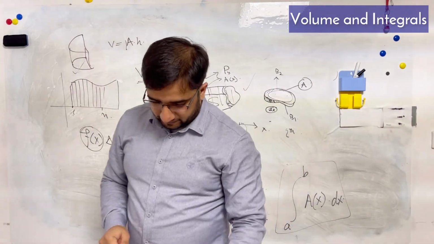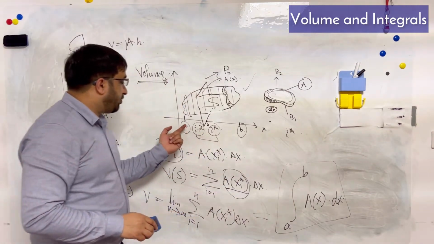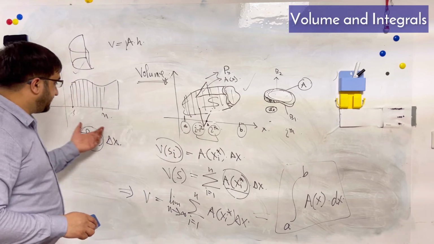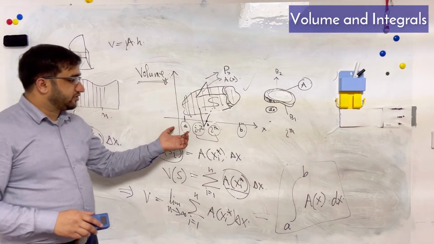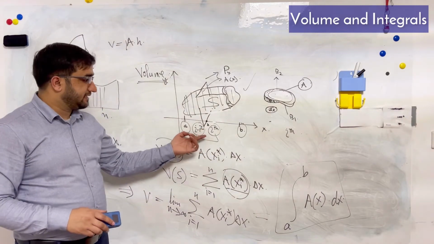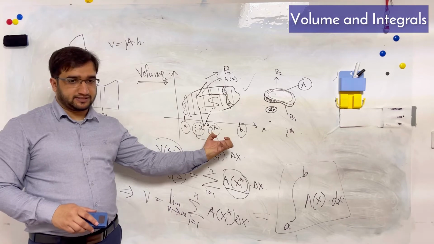And what will be the a and b in this case? Of course, these points will be given to you, just like here. They always give you some points. If we solve an example, you will see. So a and b will always be given to you. These are the boundary points.